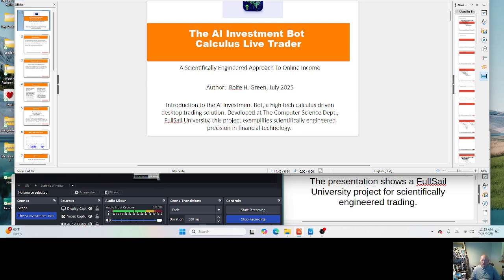In the introduction to the AI investment bot, a high-tech calculus-driven desktop trading solution, you'll see developed at the Computer Science Department. This project exemplifies scientifically engineered precision in financial technology.